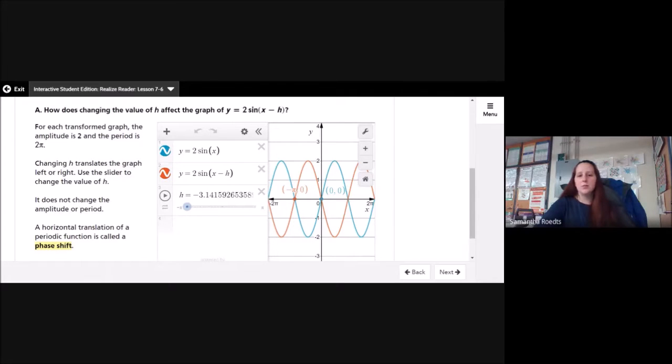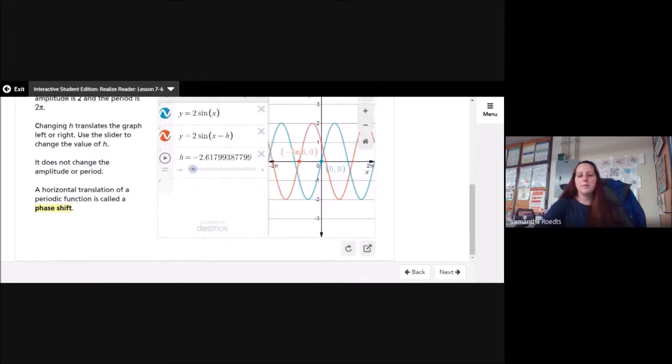So here's the blue, which is our normal. And then here is the translation. So you can notice as I change, it's shifting. If I have 0, they're right over top of each other. But if it's positive, it's moving towards the right if you're looking at it. And if it's negative, it's going to move towards the left. So a horizontal translation of a periodic function is called a phase shift.